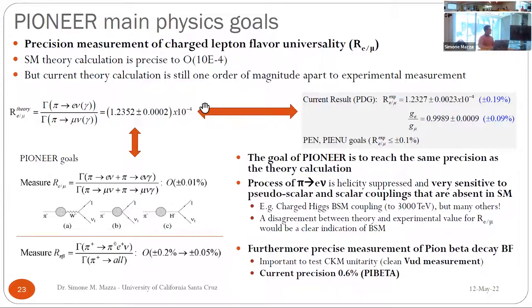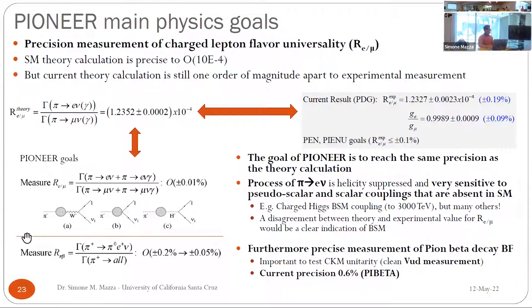So you cannot really compare these two values. However, with PIONEER, we can get to the same level of precision, and then we can have a direct comparison and see if these two numbers are actually in agreement or not. And this process is helicity suppressed, so the pion decaying to an electron is very suppressed, and it's very sensitive to pseudoscalar and scalar couplings that are not in the Standard Model. To give you an example, this kind of process can be sensitive, in a direct comparison, to a charged Higgs up to the scale of 1000 TeV. That's a lot. So a disagreement here would be a clear indication that there is something beyond the Standard Model.